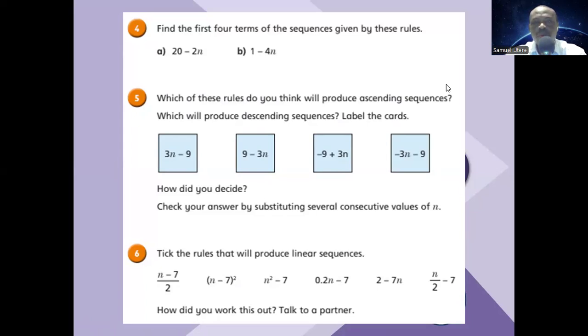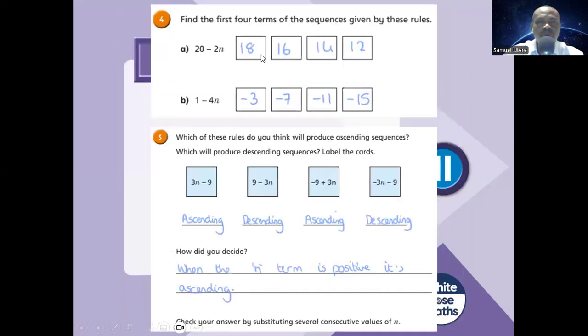Okay, assuming you've paused the video and you've worked through questions 4 to 6, you've really thought about the questions and worked through them really well. Here are the answers. So we'll discuss the answers. For question 4, you were asked to find the first 4 terms of the sequence given by these rules.